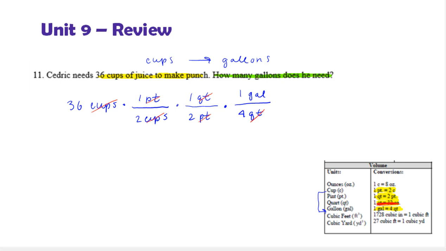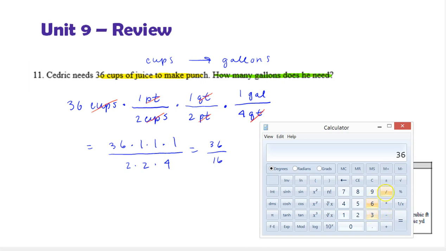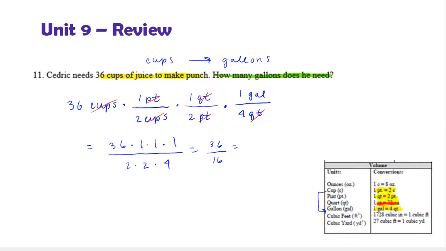So now let's write this. I'm going to multiply everything in the numerator, 36 times 1 times 1 times 1. And in the denominator, we have 2 times 2 times 4. You want to be careful on your calculator. I'm going to compute the numerator separately from the denominator, and then divide last. So we have 36. This is 4 times 4, which is 16. And now let's find 36 divided by 16, which is 2.25. And our units are gallons.